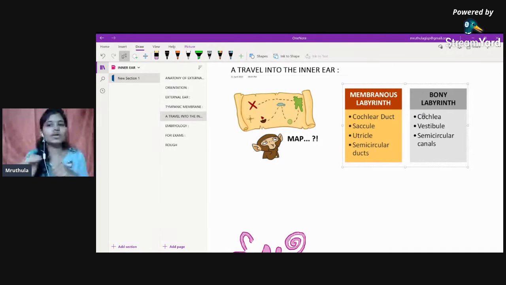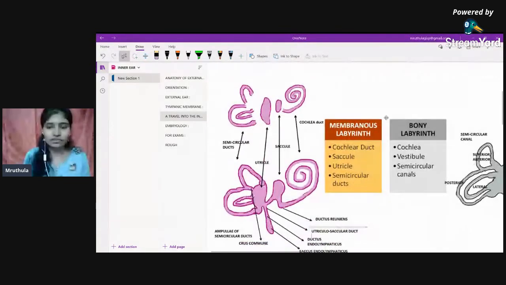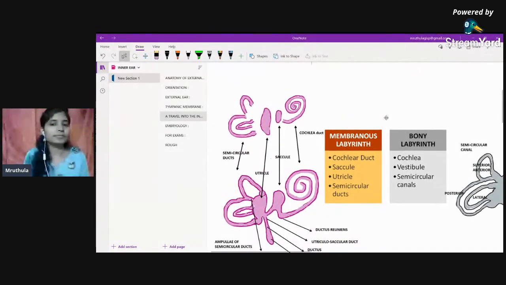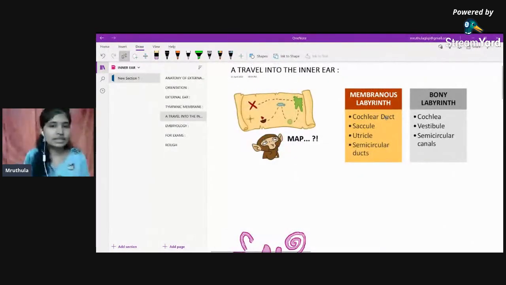Okay. Bony labyrinth has three parts: cochlea, vestibule, semicircular canals. Then membranous labyrinth has three parts. Actually, it has four parts. Let me show the relevance. The cochlear duct is within the cochlea. The saccule and the utricle are within the vestibule, and the semicircular ducts are within the semicircular canals. Okay. So that's about the map. Now you know the names, you know the parts, the major parts.